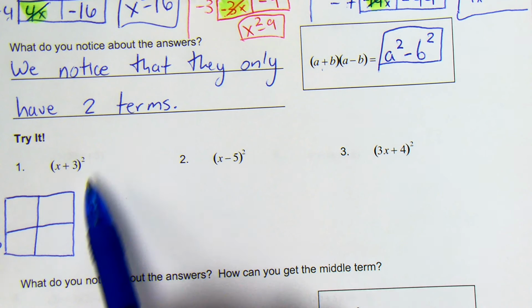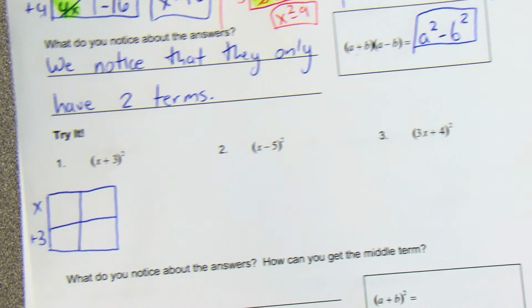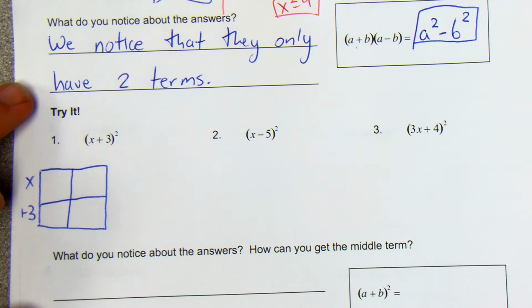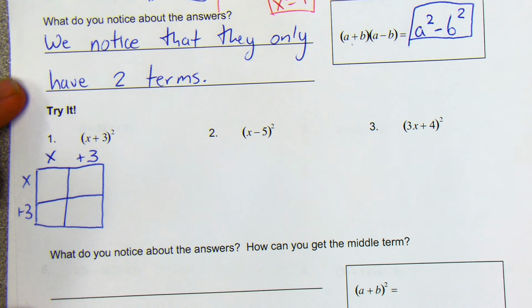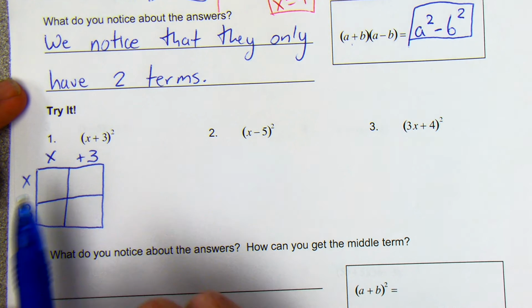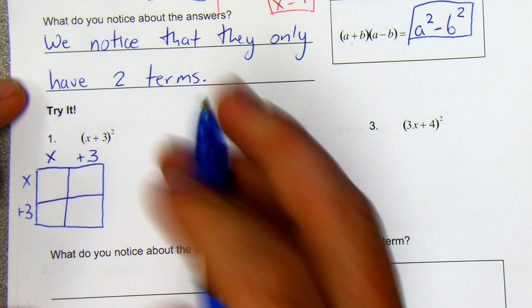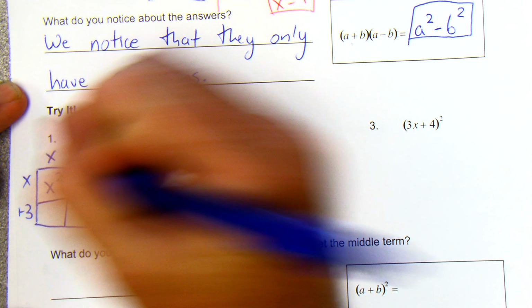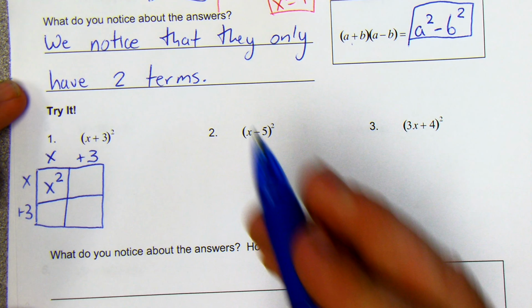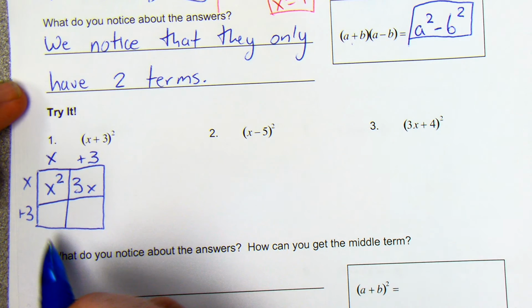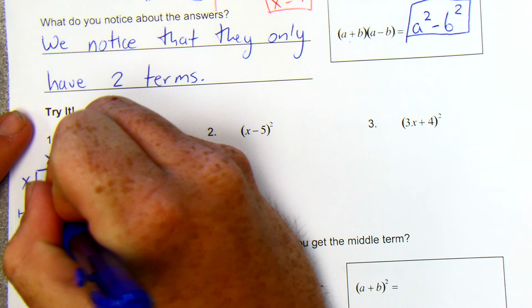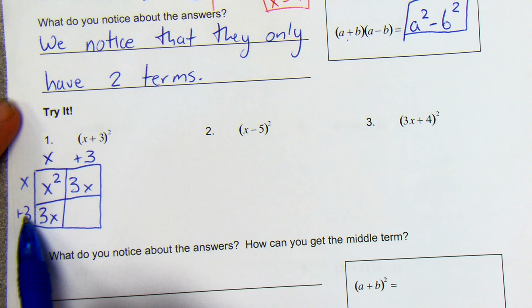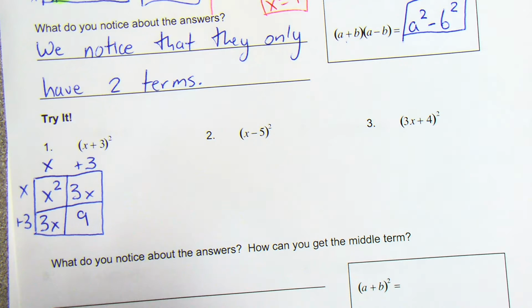And since it's x plus 3 squared, both of my factors are going to be x plus 3. So on the side, I want x plus 3. And on the top, I want x plus 3. Okay. So in this first box, I would do x times x, that is x squared. Then I would do x times 3, that is 3x. Again, x times 3 or 3 times x, that's 3x. And then 3 times 3 is 9, okay?